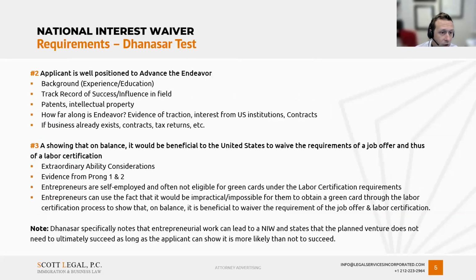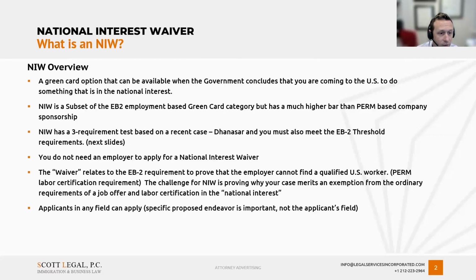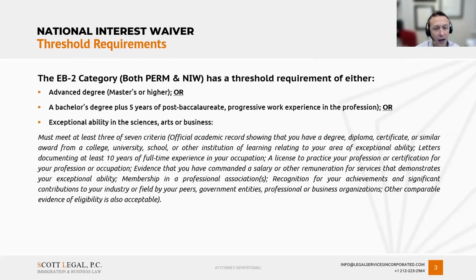If we want to go back real quick to a little too far. Okay. So if we look here, this is the exceptional ability, the 7 criteria. So you see, just to pull a few examples, license to practice your profession, evidence that you've commanded a salary or other compensation that's higher than average for your title, recognition for your achievements and significant contributions to your industry or your field by your peers, government entities, etc.